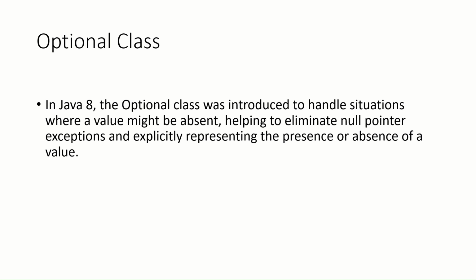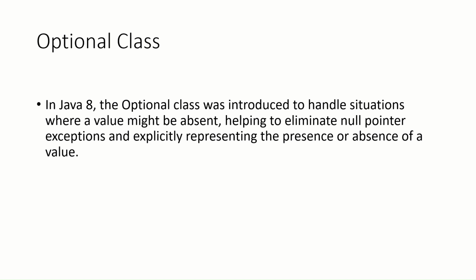It also explicitly represents the presence or the absence of a value. If the value is present, it gives it to you, and if it is not present, it can give some default value by default. Or if you want to throw a custom exception, it will allow you to do that. So this is what the Optional class is. Its main purpose is to handle the null pointer exception.